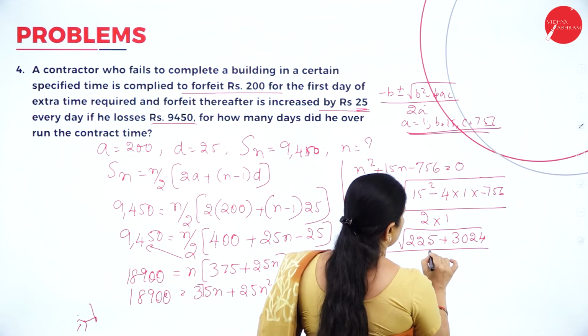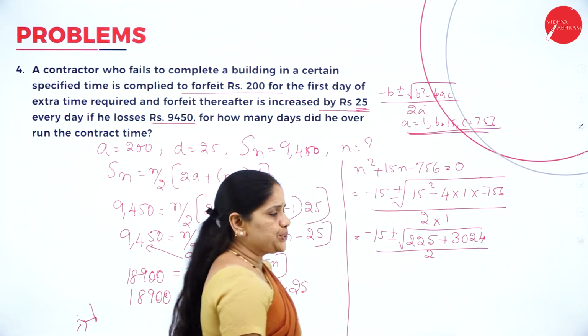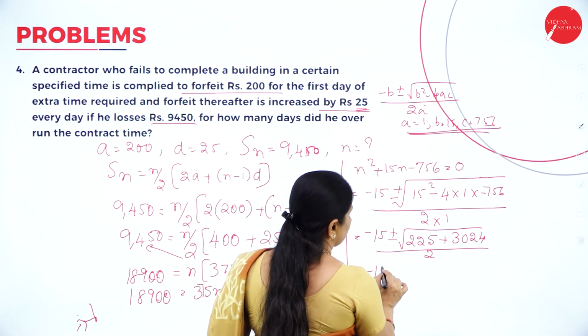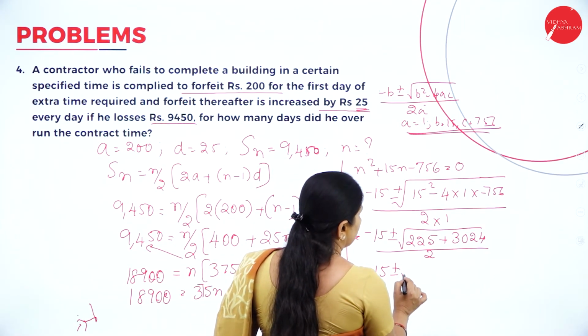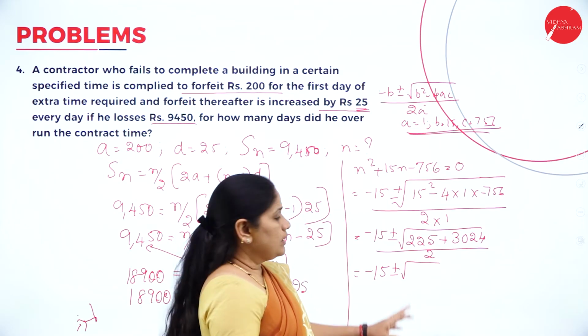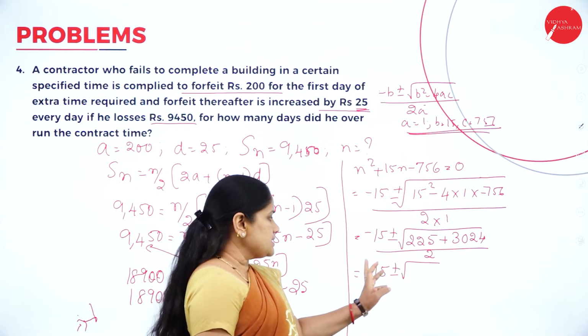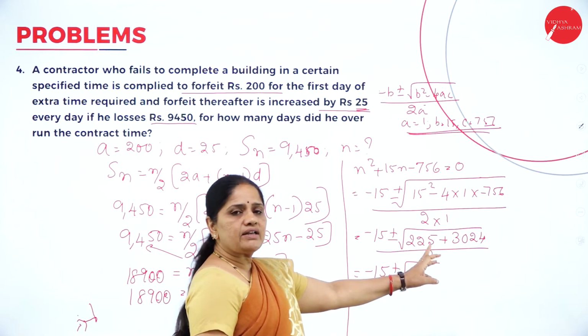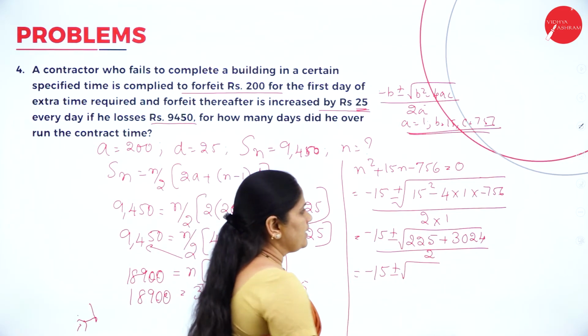Whole over 2 into 1 is 2. Now, I simplify this. So, minus 15 plus or minus root of, now I am simplifying this, minus b plus or minus, I am adding 225 plus 3024.